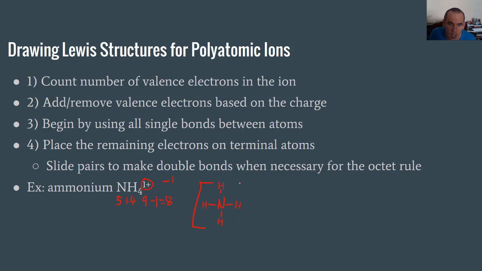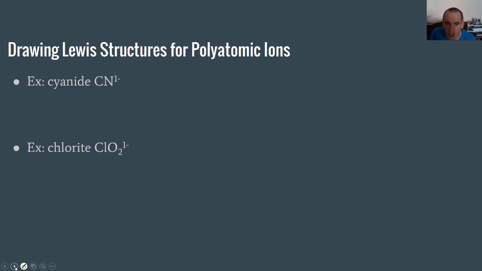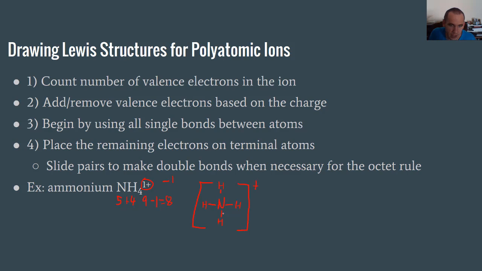This whole thing has a positive 1 charge. There's ammonium. There's not a lot going on there. We don't have to worry about multiple shapes, but we'll look at a couple where a couple different shapes are possible. And while we're on that, we do have electrons in 4 different groups, but they're all single bonds. So this is tetrahedral electron geometry. It is also tetrahedral molecular geometry. So that shape is tetrahedral.